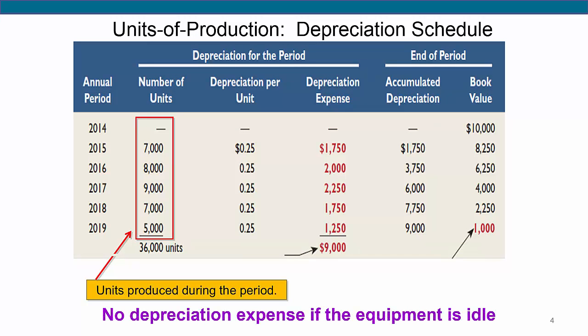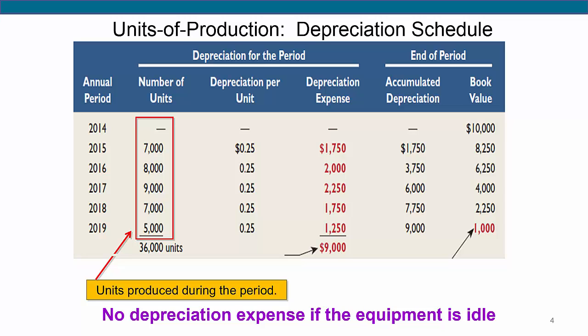Here's another depreciation schedule that nicely summarizes the units of production method. Note that the book value of the asset at the end of year 1 equals the cost of the asset less accumulated depreciation just calculated, or $10,000 minus $1,750 is $8,250. Depreciation for the second year is $2,000, that's 8,000 shoes at 25 cents per shoe. Other years are similarly computed. Notice for every year the depreciation rate is the same, it's 25 cents per shoe. The variable then is the number of shoes produced.